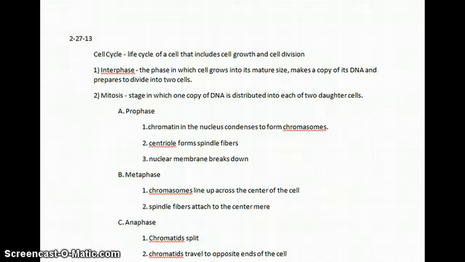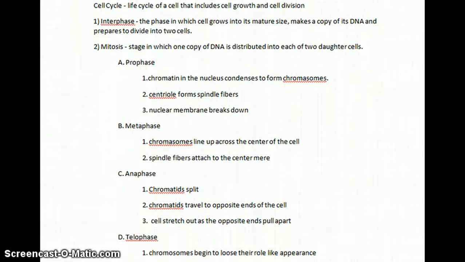The cell cycle is the life cycle of a cell that includes cell growth and cell division. The first step is interphase, the phase in which the cell grows into its mature size, makes a copy of its DNA, and prepares to divide into 2 cells. Step 2 is mitosis, a stage in which one copy of DNA is distributed to each of 2 daughter cells.